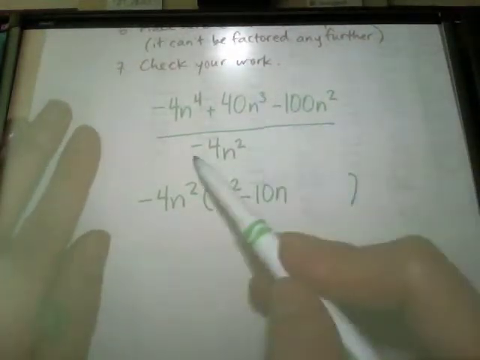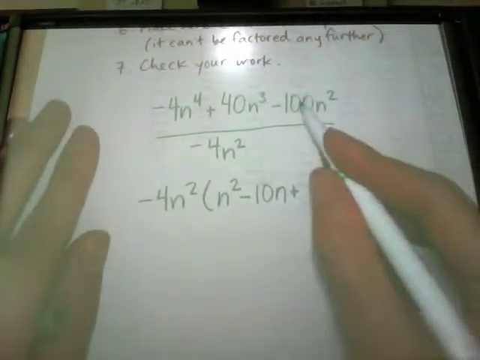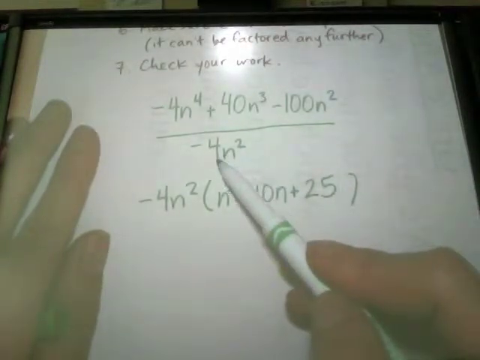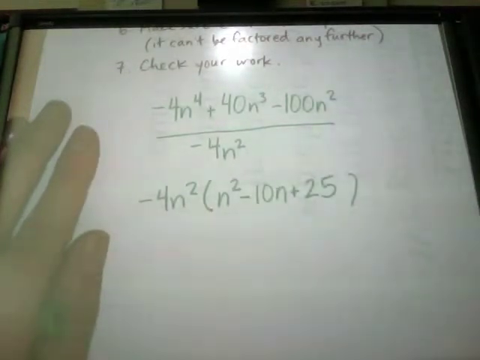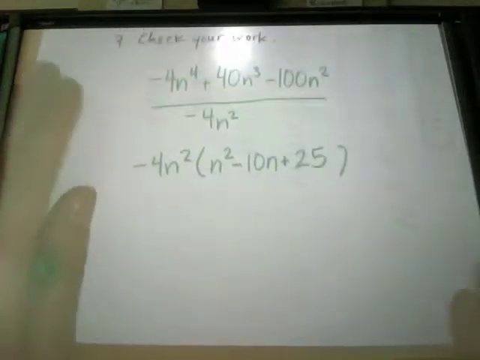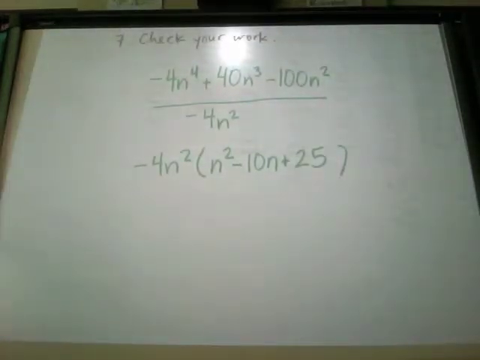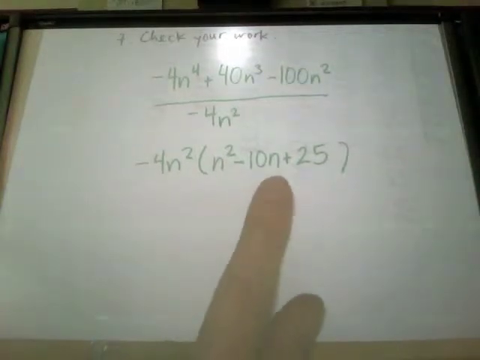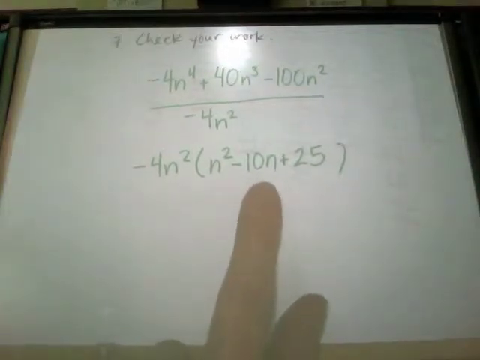Last piece, negative divided by negative makes a positive. 100 divided by 4 makes 25. N squared, I get rid of 2 and 2. They're both gone. That was just step 2. We don't need all of these steps on every problem. Step 3. Now, you could do reverse FOIL on this.